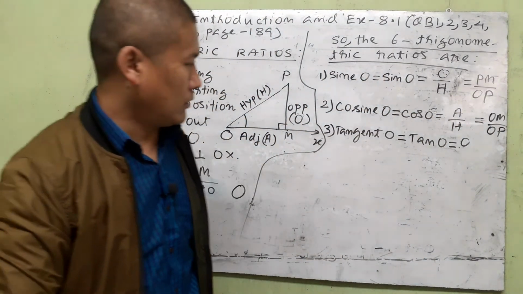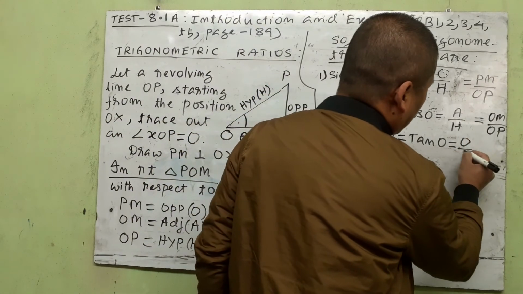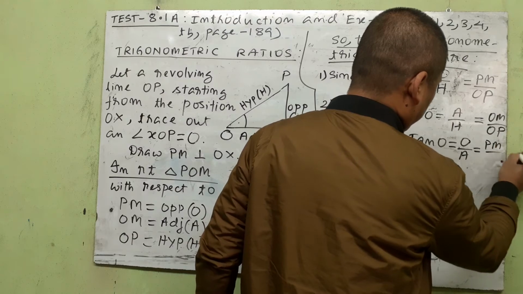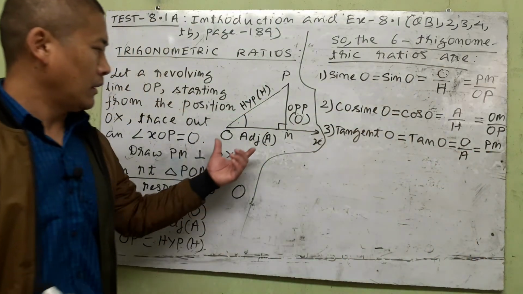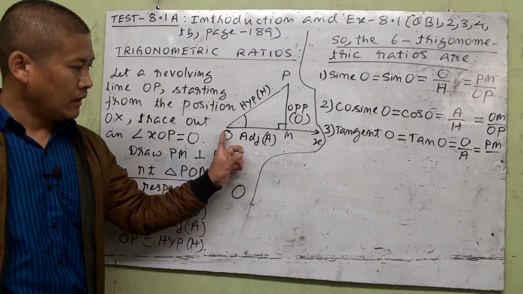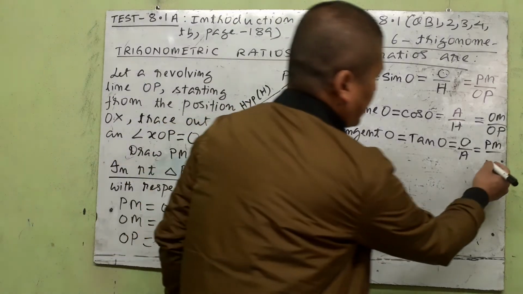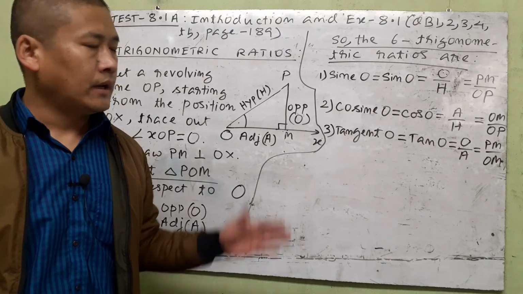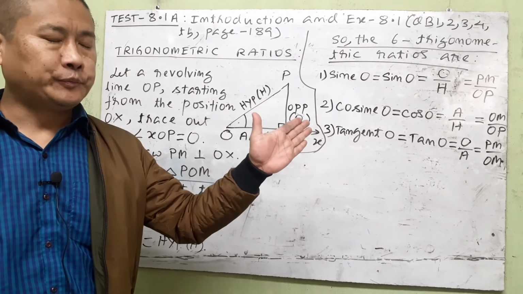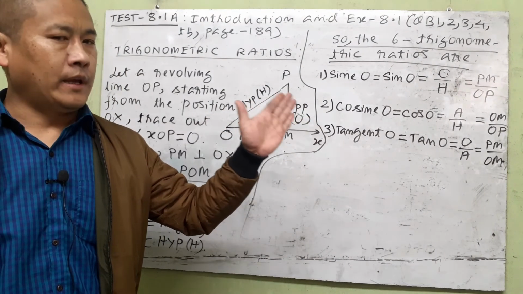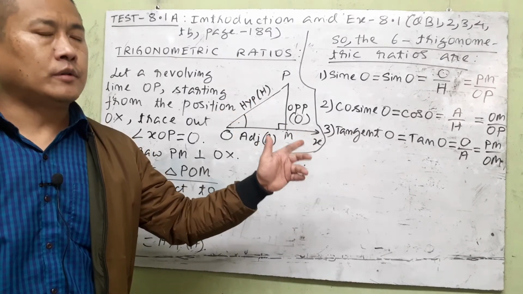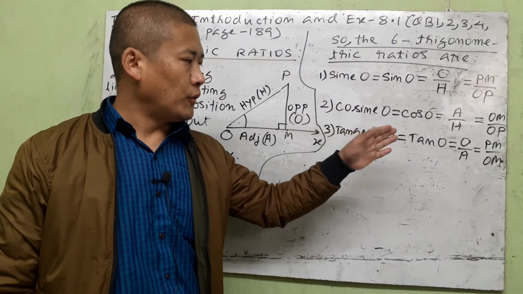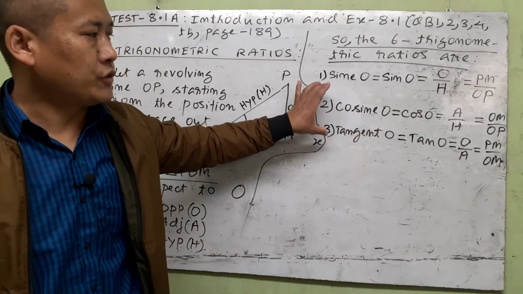Now tan is always opposite by adjacent. So that opposite side is PM. And what is the adjacent side? You can say, yes, OM. So you can write OM. So the name of the third ratio is tan O, opposite by adjacent. So now sine O by H, cos O, A by H, tan O by A. So these are the three main ratios.